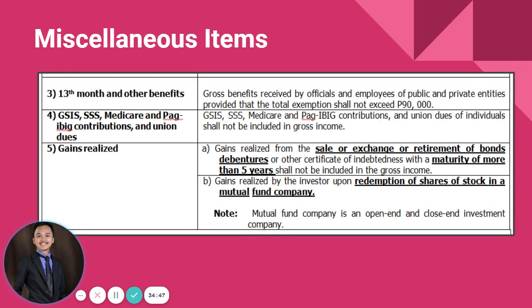Okay. And lastly, letter B, gains realized by the investor upon redemption of shares of stock in a mutual fund company. Note that a mutual fund company is an open-end and closed-end investment. Okay, so those are the items excluded from your total gross income.